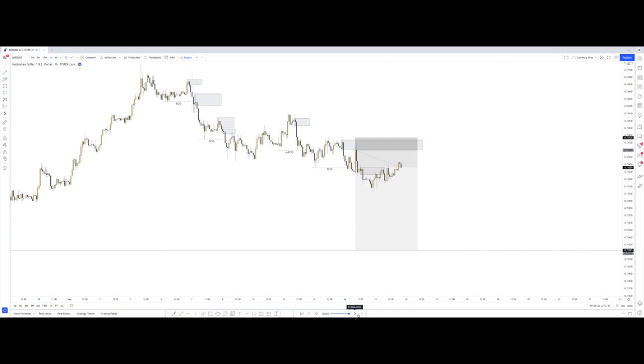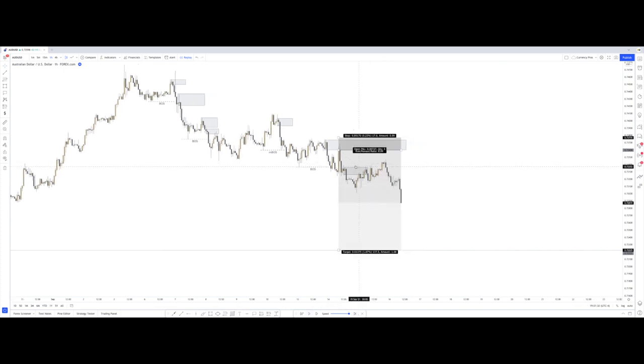Let's speed this up a little bit. Okay, so if you were to scale in here, that would have been a small loss. That's okay. That happens. Let's delete it to declutter the chart. Move our position tool over because the trade is still going.